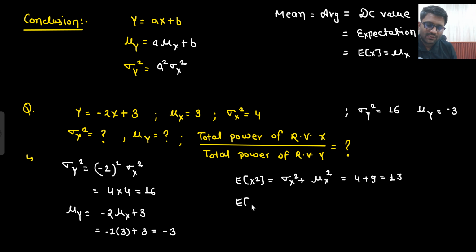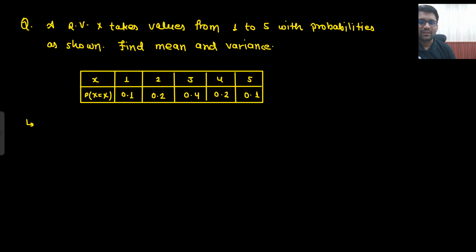And expectation of y square would be equal to what? Sigma y square, that is 16, plus 9, 25, right? 16 plus 9, mu y square. So minus 3 square will be 9, so 25. So here what is the answer you are getting? 13 by 25. Total power of random variable x divided by total power of random variable y, 13 by 25, this would be the answer. Well and good. Okay then.